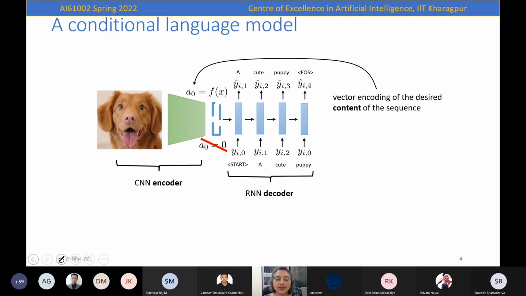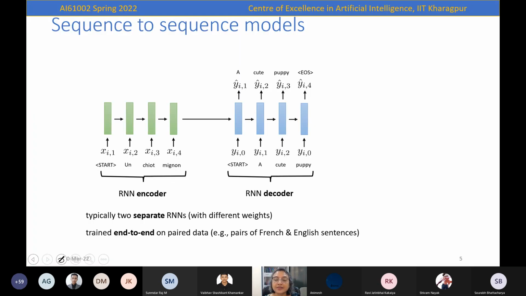Okay. So a conditional language model can also be used for other tasks. For example, from a picture, you want to generate a textual description. In that case, the encoder may even be a CNN. The CNN takes the picture and comes up with a vector which represents the picture. And from that, you can have the decoder which generates a description of this picture.